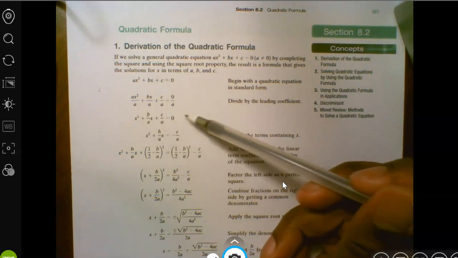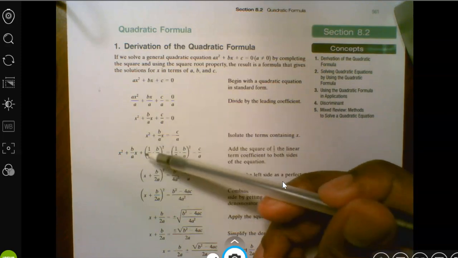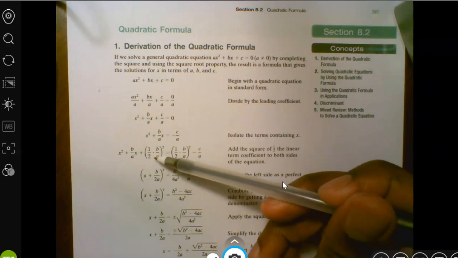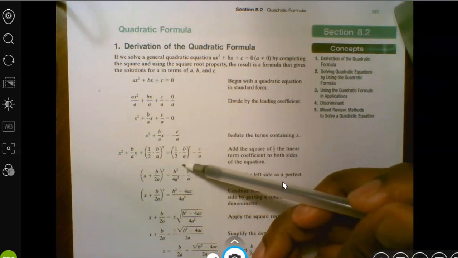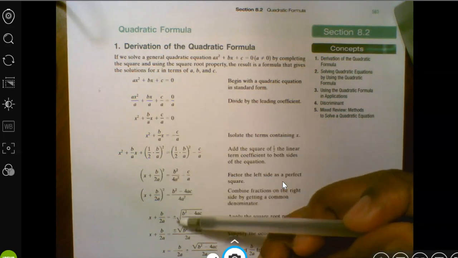I subtracted C over A from both sides. This is what I did here. I used completing the square, which means take half the coefficient of X and square it, put that on both sides of the equation. So this is way faster than writing all these steps out as we go.